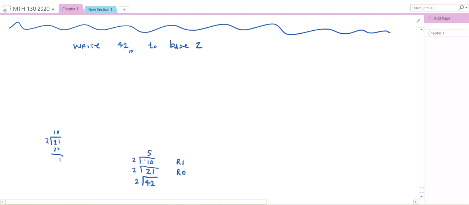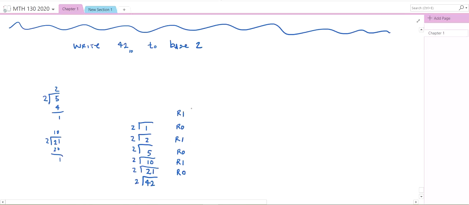This is even. It goes into 5 evenly. So there's a 0 remainder. So when we divide 5 by 2, we get 2. 2 times 2 is 4. There's going to be a remainder of 1 here. Okay, and then we'll divide 2 by 2. It goes 1 time. It's even. There's no remainder. Remainder 0. And then divide this by 2. Well, it just comes out to be a remainder of 1.